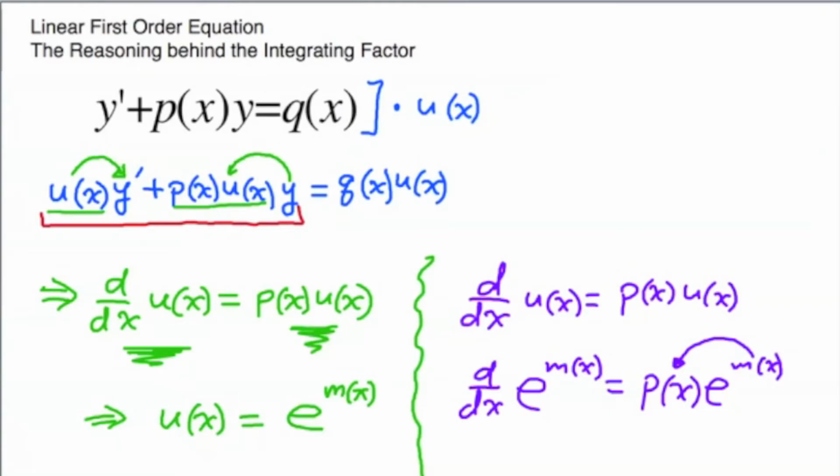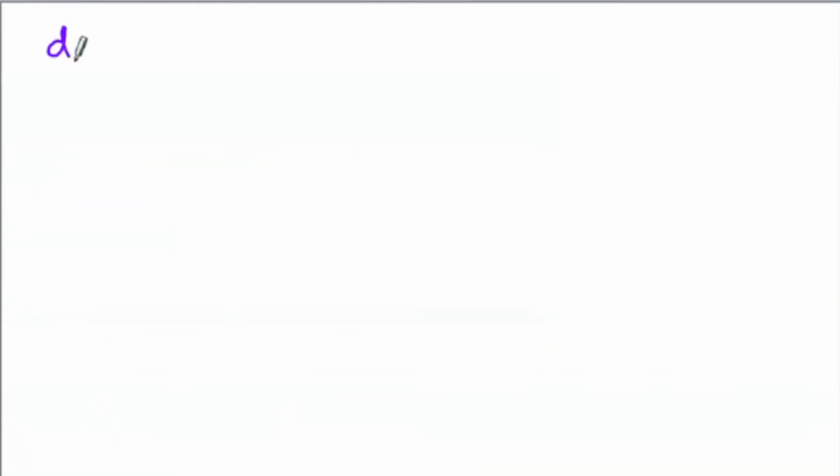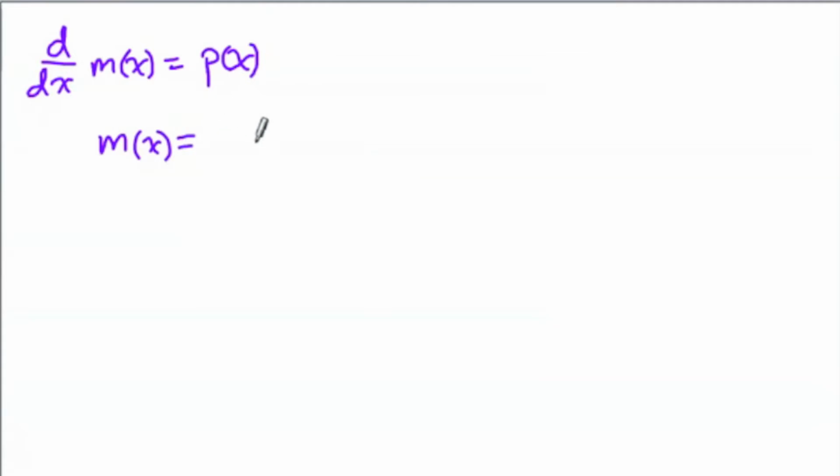I might need a new page. So the derivative with respect to x of m of x is equal to p of x. And now we can do a little separation. Integrate both sides. So we're going to get m of x by itself, fundamental theorem of calculus, is equal to the antiderivative of p of x dx. And that's the start of the integrating factor.